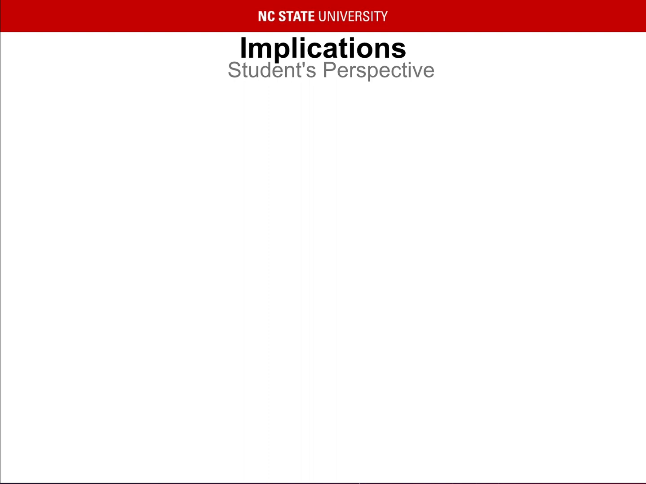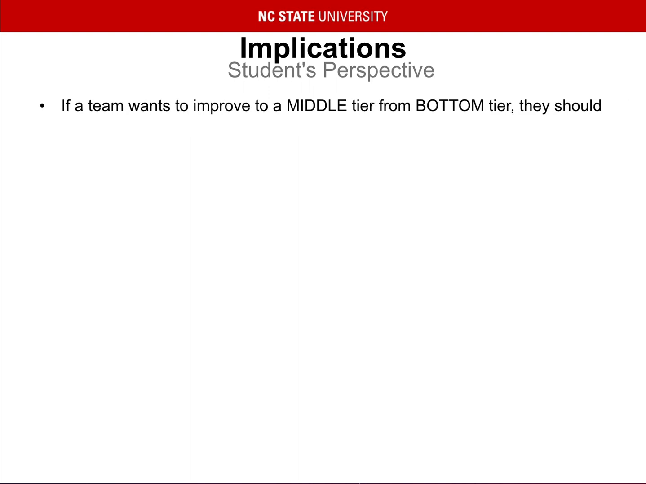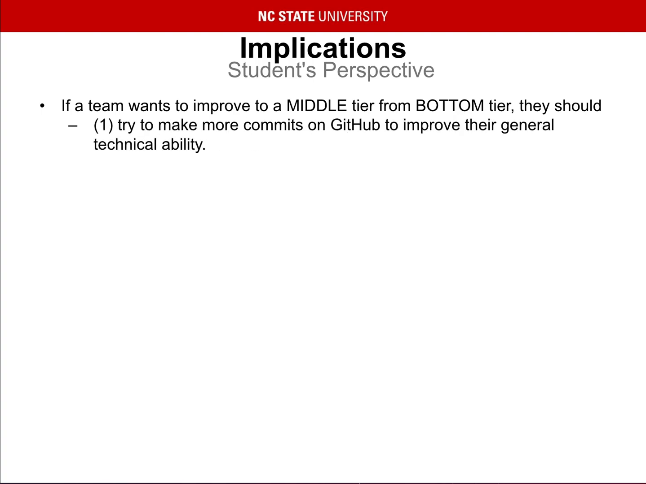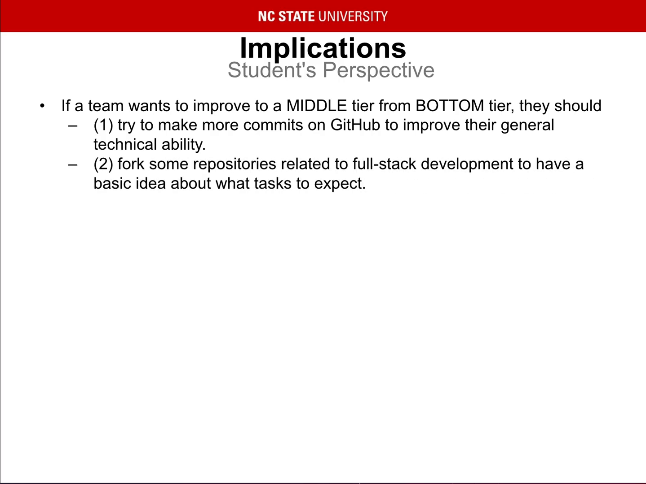The implications from a student perspective are: if a team wants to improve from a bottom tier to a middle tier, they should first try to make more commits on GitHub to improve their general technical ability. Second, fork more repositories related to full-stack development to have a basic idea about what tasks to expect. Third, try to learn some Ruby before the class.